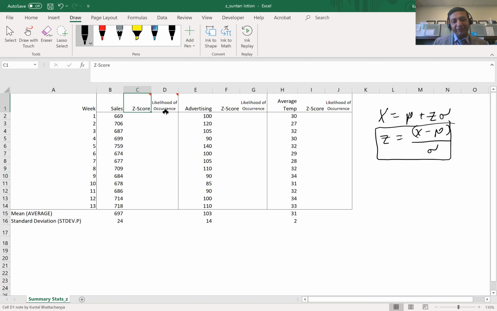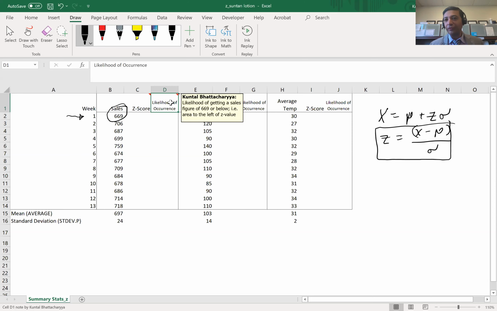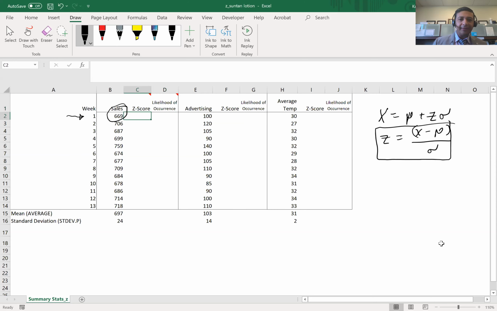Then there is a specific column called likelihood of occurrence, where all you're trying to see is the likelihood of getting a sales figure, especially in that first week, let's say, of 669, right? The likelihood of getting a sales figure of 669 or below. This is the area to the left of your Z value, and we will come into this as we compute the corresponding likelihood values. So let's start off with the Z-score. Your Z is, as we said, your X minus mu over sigma.